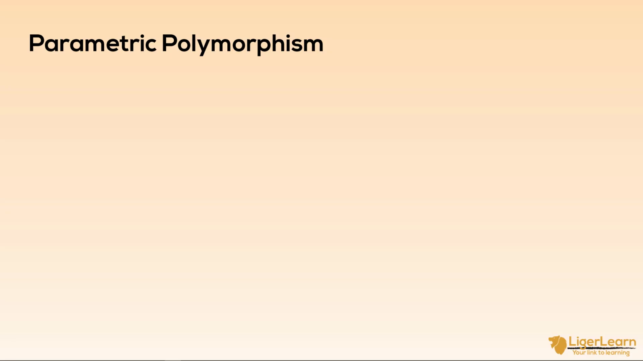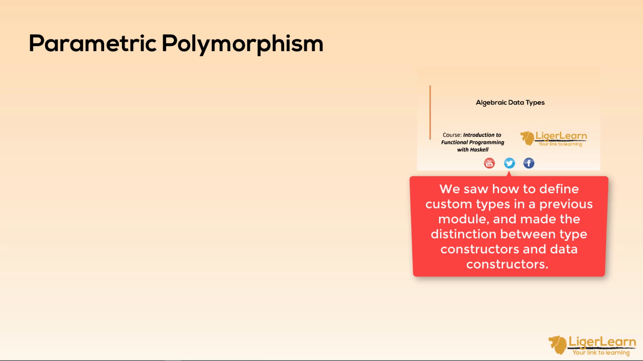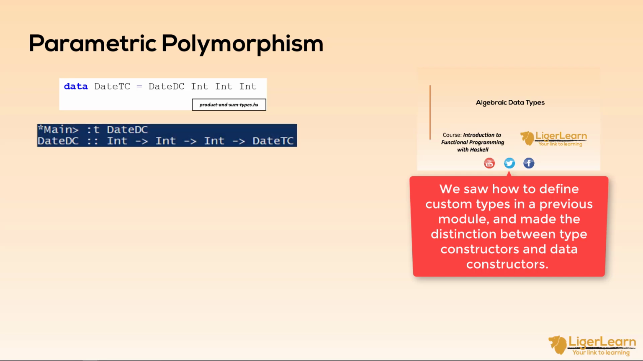In a previous module, when we were discussing algebraic data types, we saw how we could define our own custom types, and we made a distinction between the type constructor and the data constructor. If you remember, I used the example of a DateTC type, and I explicitly named the type constructor DateTC and the data constructor DateDC to make the distinction between the two clearer. We saw that we could view the data constructor like a function, which takes in parameters, in this case 3 Ints, and returns a value of the type.